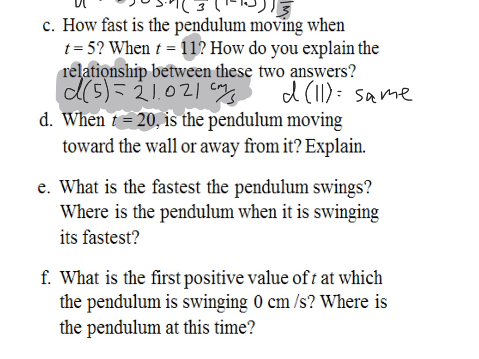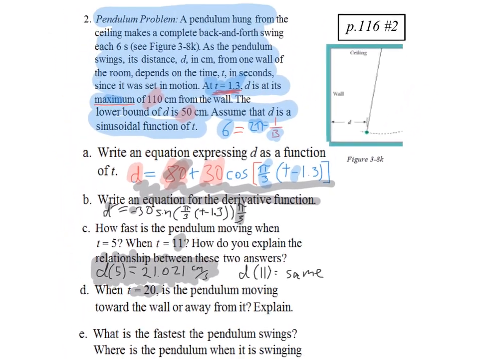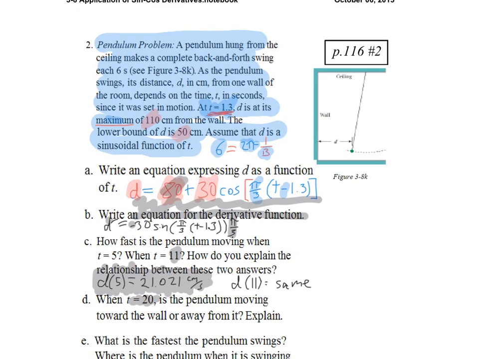Well, for that one, let's go back to the thing. What does d represent? As the pendulum swings, its distance d in centimeters from one wall of the room depends on the time.